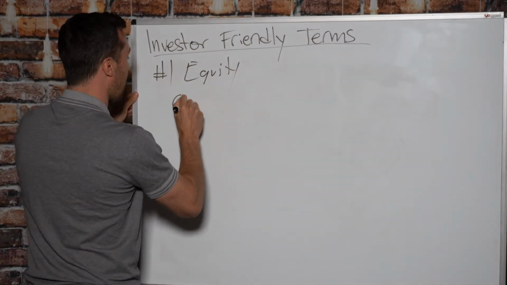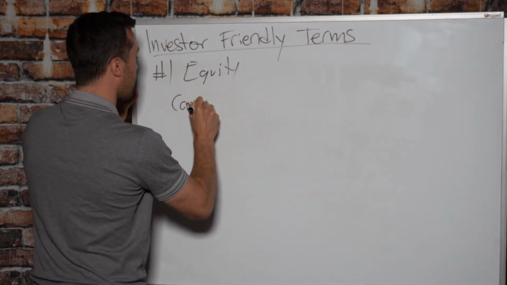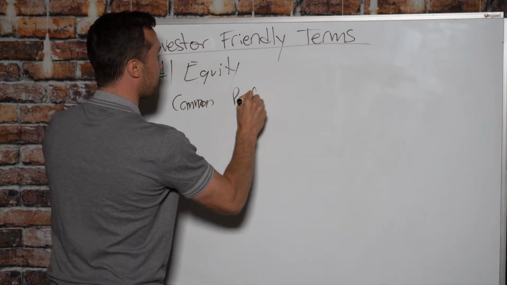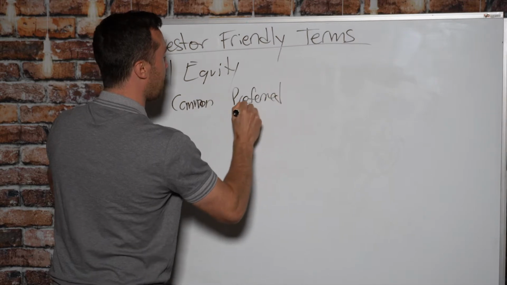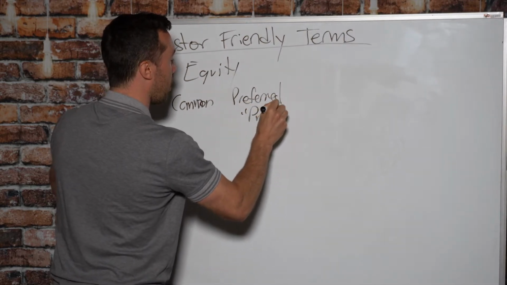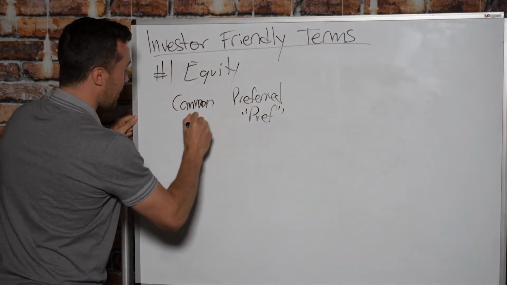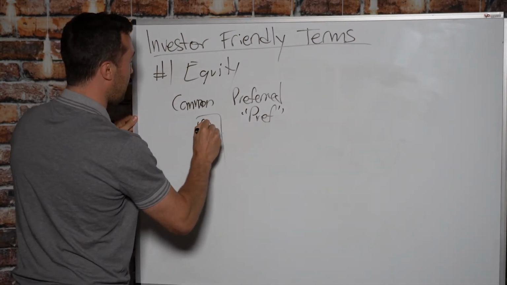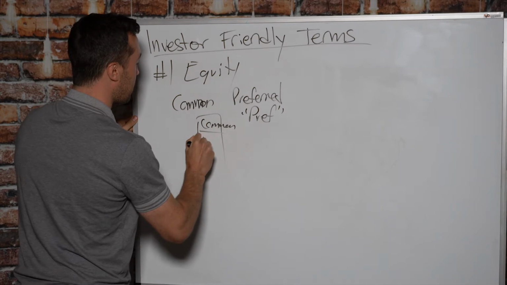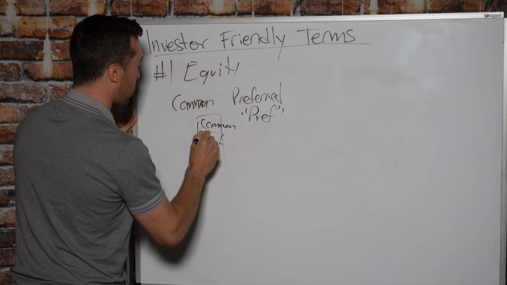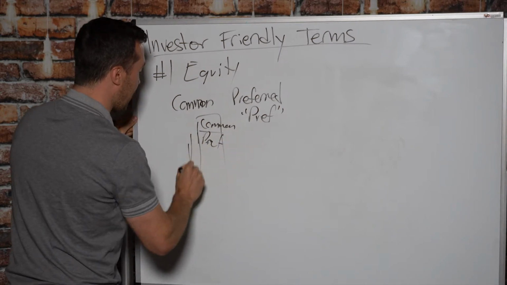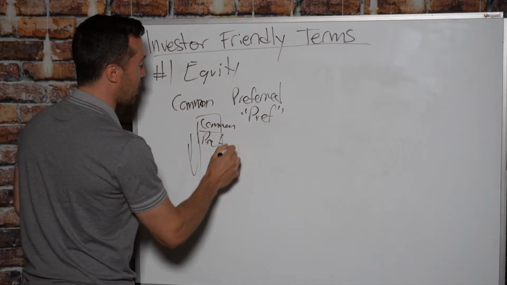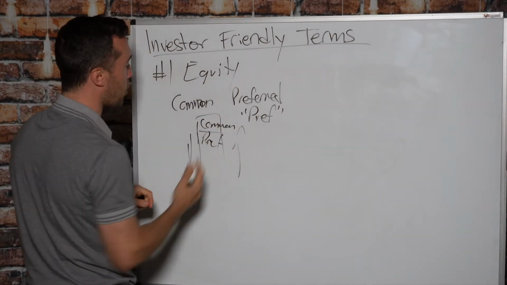Number 1, we have common equity. And then the second type of equity is preferred equity, or sometimes this is called pref. In the capital stack, not to go too in depth or too crazy, we have common at the top, and then underneath we have pref. And of course, as we know, the lower down the stack you go, that's who gets paid first, and the risk is higher the more you go up the stack.